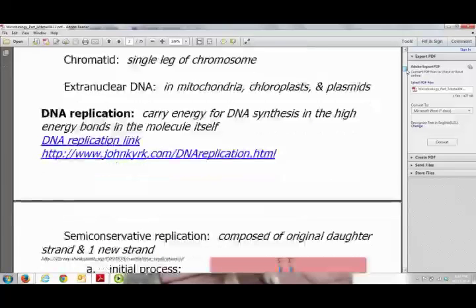So with DNA replication, this is going to make copies of the DNA, and the cell will carry enough DNA for synthesis. It carries enough energy for DNA synthesis in the high energy bonds of the molecule itself. So it doesn't need additional fuel. It's got its own energy source to carry this process out.